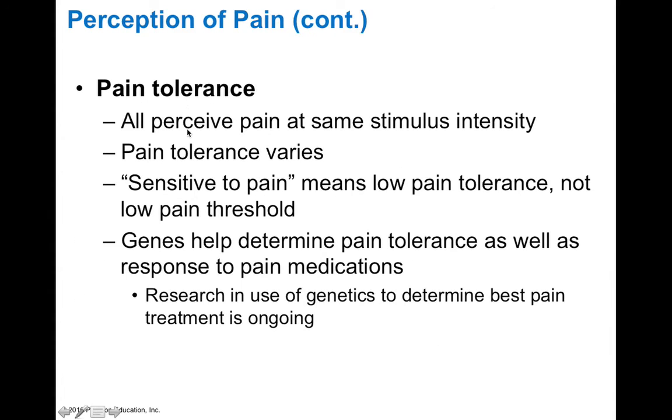Now, pain tolerance is that pain perception varies. All pain is transmitted at the same stimulus intensity regardless of the individual. But pain tolerance varies because individuals can be more or less sensitive to pain. But this doesn't relate to the number of action potentials that are transmitted. Rather, it relates to pain perception, sort of at a conscious level.